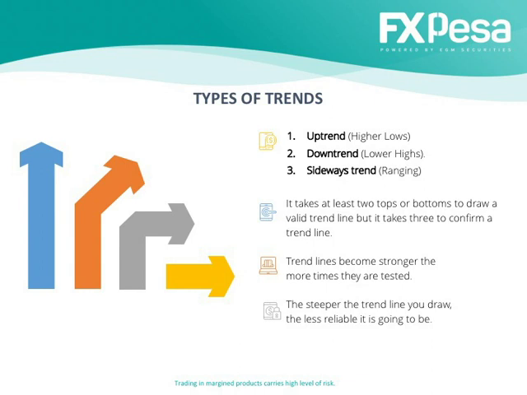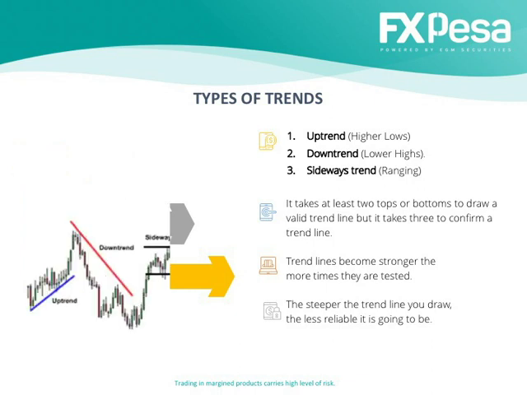It takes at least 2 tops or bottoms to draw a valid trend line, but it takes 3 to confirm a trend line. Trend lines become stronger the more times they are tested. The steeper the trend line you draw, the less reliable it is going to be.